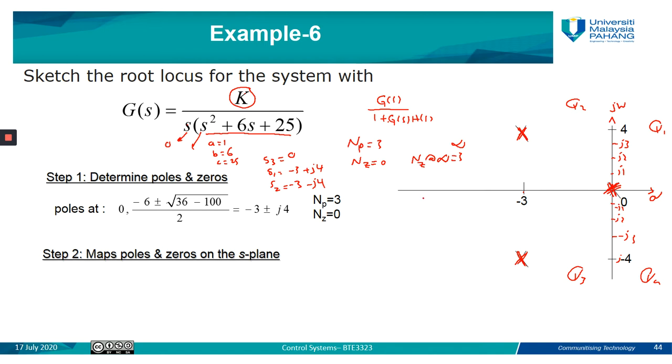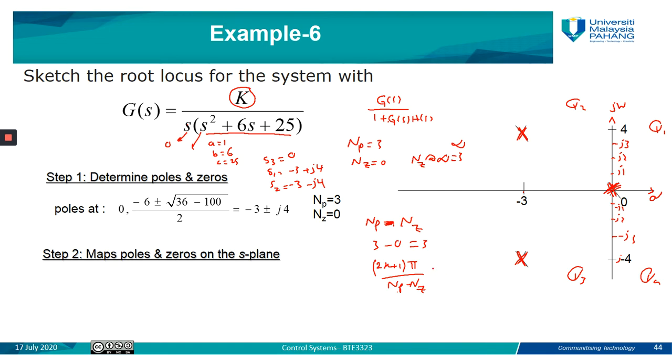So how many asymptotes do we have? The number of asymptotes equals NP, the number of poles, minus NZ, the number of zeros. So we have 3 minus 0 equals 3. So we will have 3 asymptotes. We need to find the angle of the 3 asymptotes, so we need to find (2k plus 1) times pi over (NP minus NZ). Okay, so k equals 0, k equals 1, k equals 2. So we are going to find the angle.